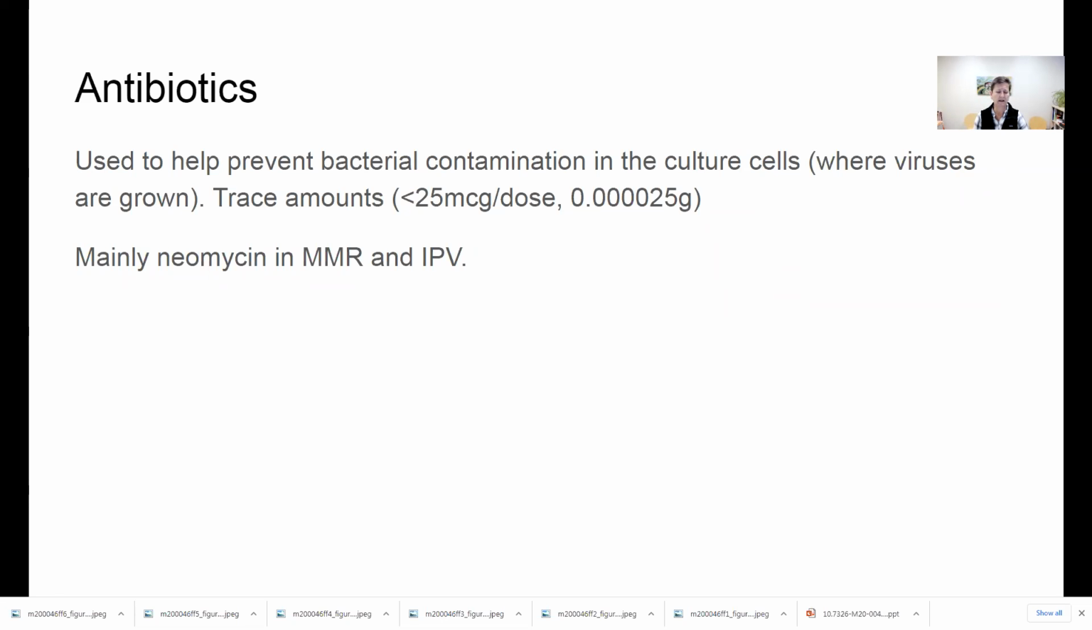And the main antibiotic that gets used is mainly neomycin, and that would be in the MMR, which generally doesn't really have much to do with all of us as adults, and polio, same thing again.